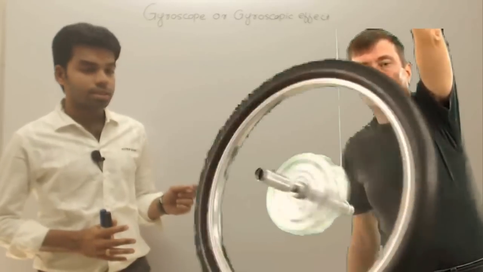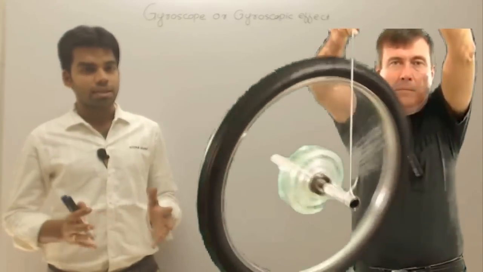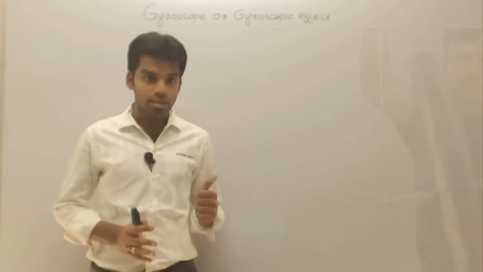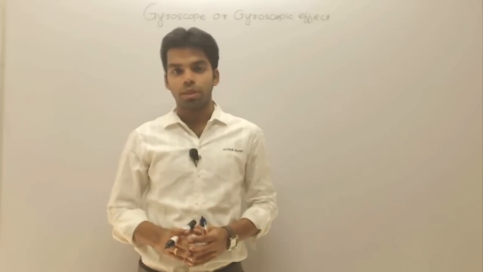But what if he is spinning this wheel? If he is spinning this wheel, surprisingly this wheel does not fall down. This is defying gravitational principle. So what is this? This is because of gyroscopic effect, and that gyroscopic effect which we are going to study today. Now let us understand what actually is this gyroscopic effect.